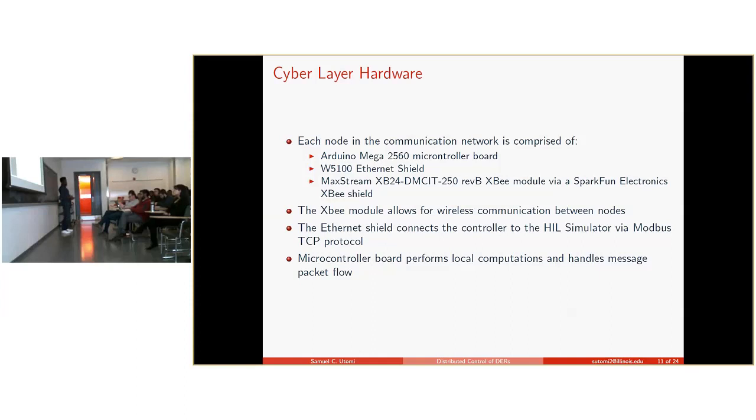We have the Ethernet shield, which is there to provide communication between the nodes and the Typhoon Hill simulator. It utilizes a Modbus TCP protocol to send data in packet form to the Typhoon Hill simulator. And then, of course, we have the microcontroller, which is the base and performs local computation and constructs the packets that are sent accordingly.